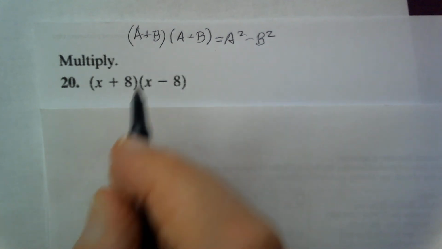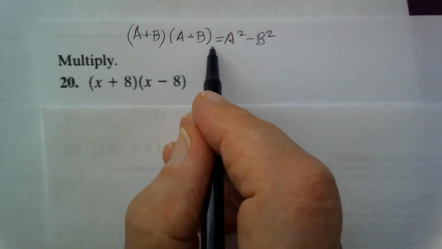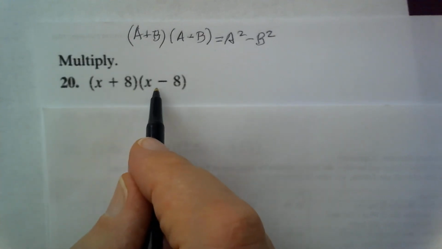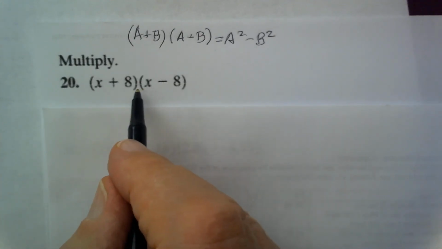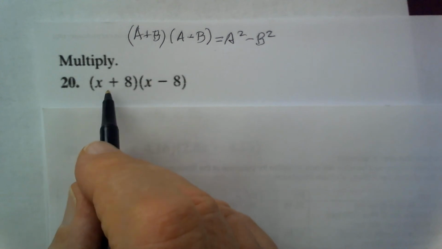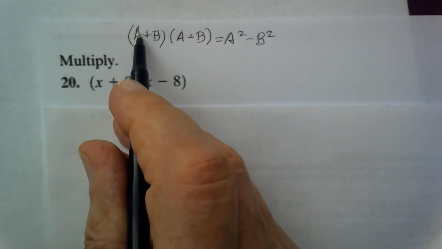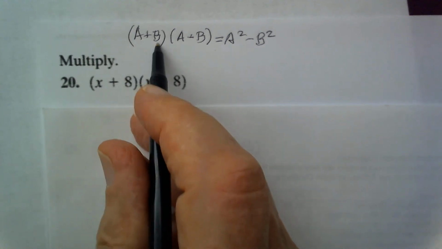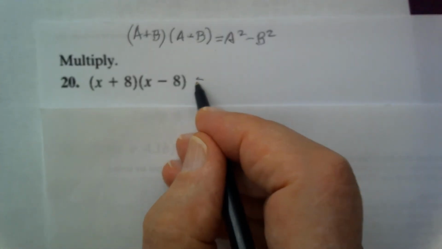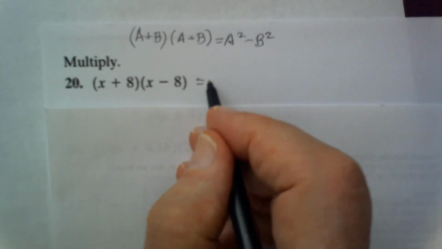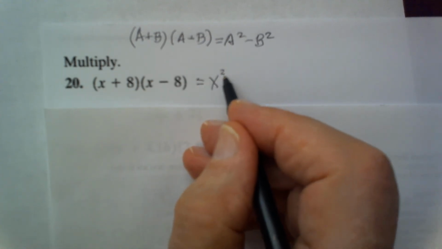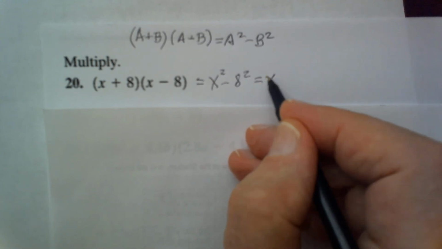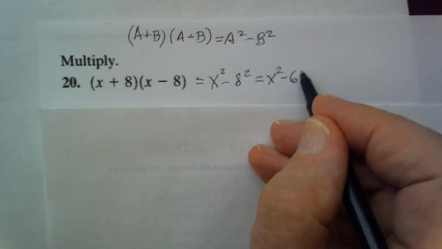So here I wrote the rule for a plus b times a minus b equal to a squared minus b squared. And so for these exercises, all we are asking now is we compare a and b. So what is a and b in this case? Well, compared to the formula, x corresponds to a and 8 corresponds to b. So therefore the answer is x squared minus 8 squared, or x squared minus 64.